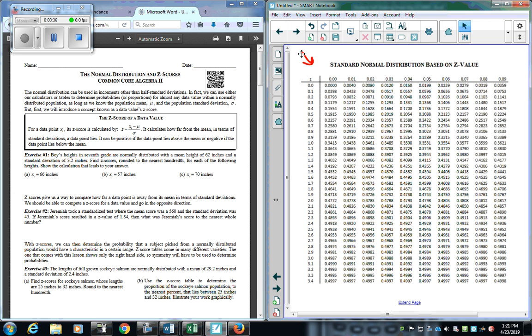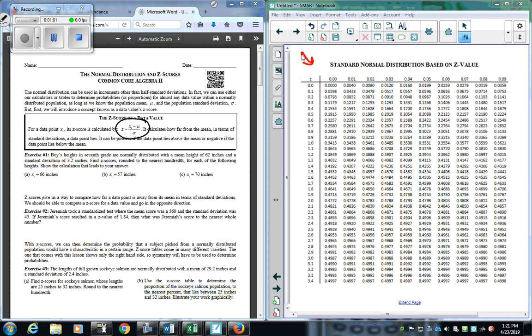So for exercise 1, it says boys' heights in 7th grade are normally distributed with a mean height of 62 and a standard deviation of 3.2 inches. They want us to find the z-score, rounded to the nearest hundredth, for each of the following heights, and to show the calculation that leads to our answer. So we're going to use this formula up here.